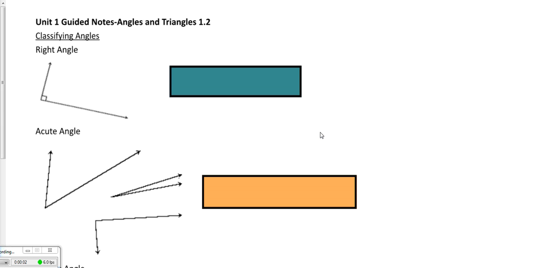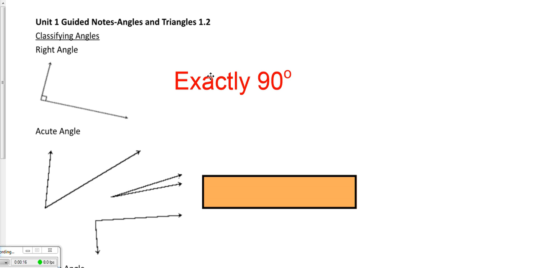All right, we're on our second lesson for the building blocks of geometry. We are going to look at angles and triangles then. So first off, we're going to classify what some angles are. A right angle, a lot of this should be review. Our right angle is one that is exactly 90 degrees.